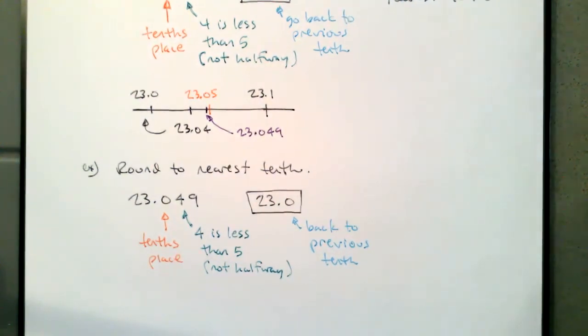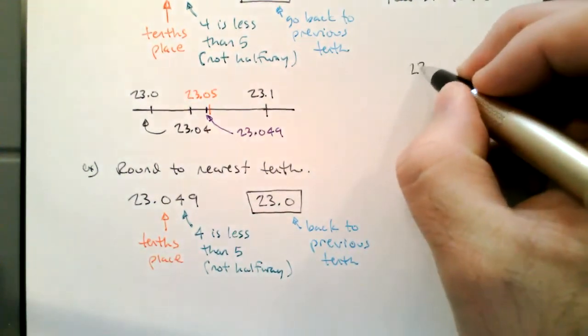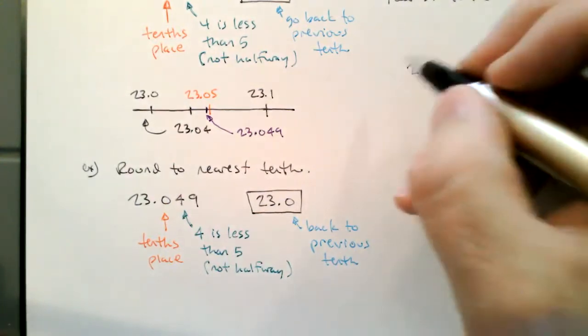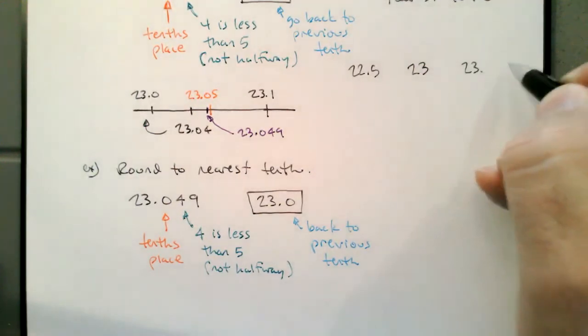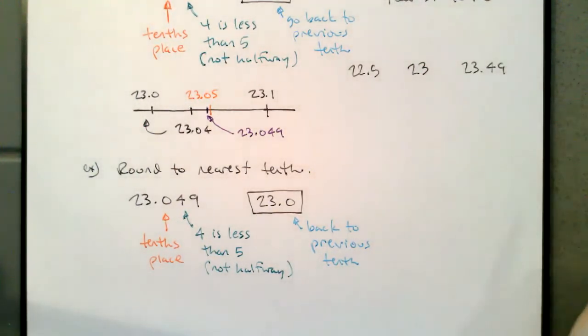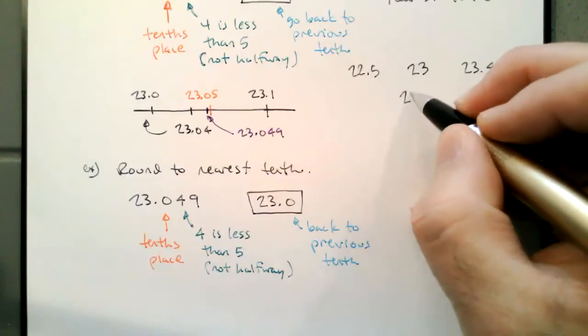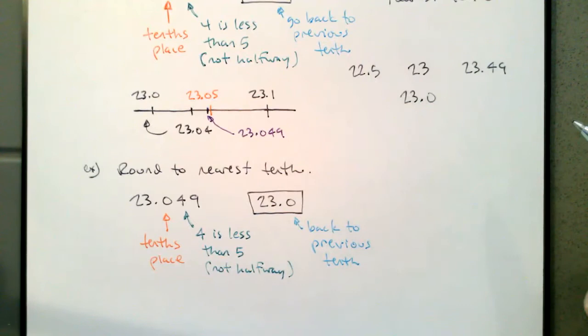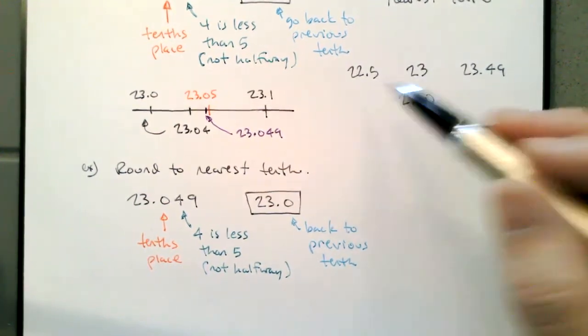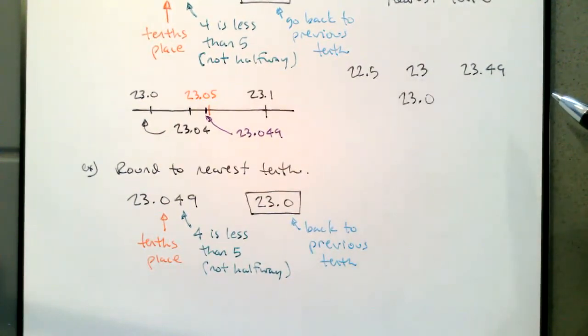Once again, we could think of 23. If we just write 23, it's somewhere between, say, 22.5 and 23.49. But if we write 23.0, this does not go all the way down to 22.5. It's going to be a lot closer in between. Any question?